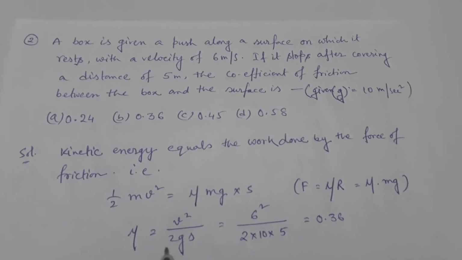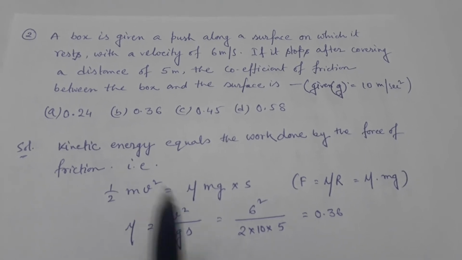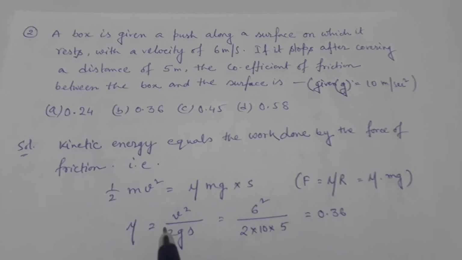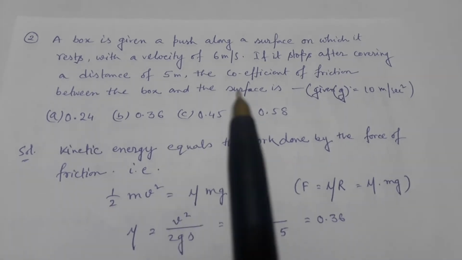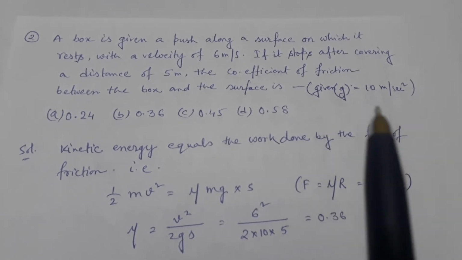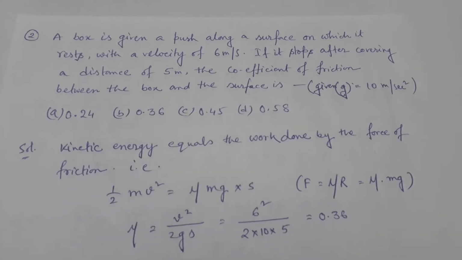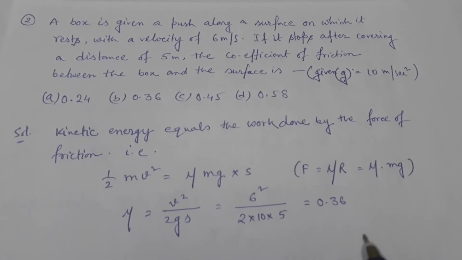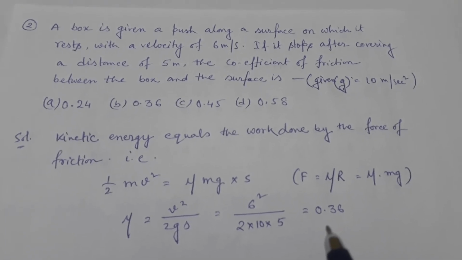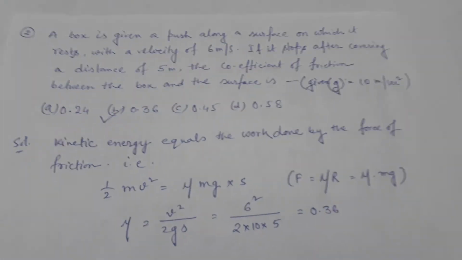We have to find out the coefficient of friction. From this equation, mu equals v square by 2gs. v is already known, that is 6 meter per second, g is also known, 10 meter per second square, and s is the distance covered, that is 5 meters. After calculating, we find the value of mu is 0.36. So the answer should be B, 0.36.